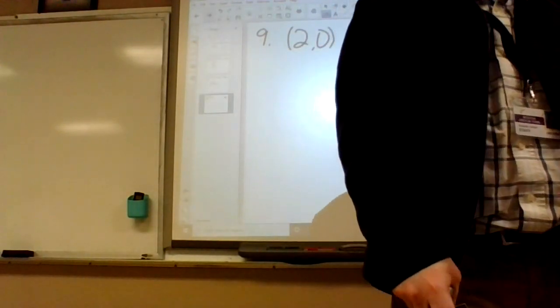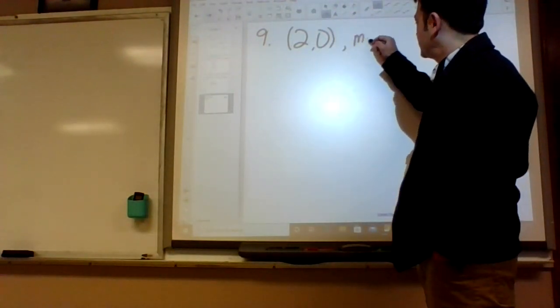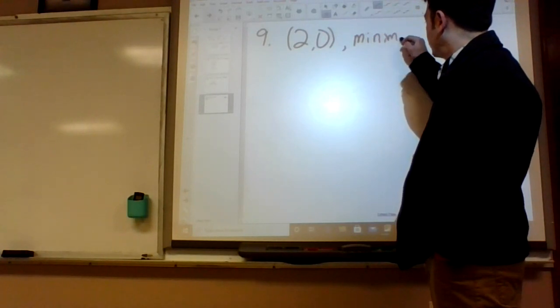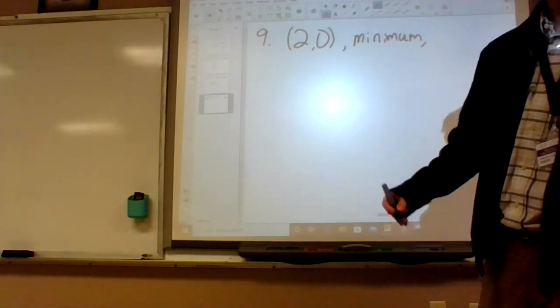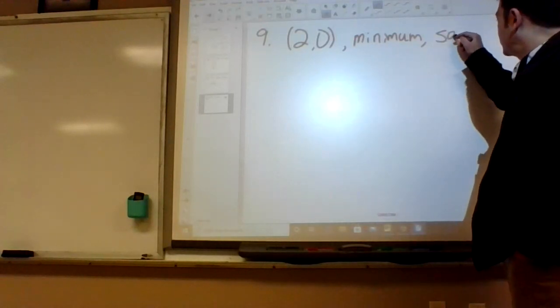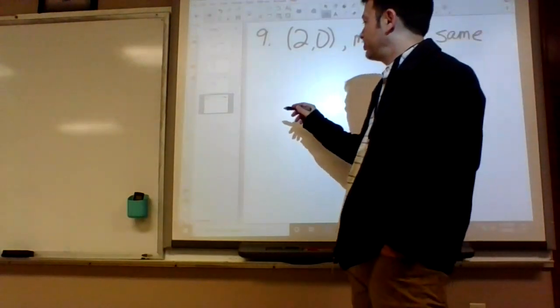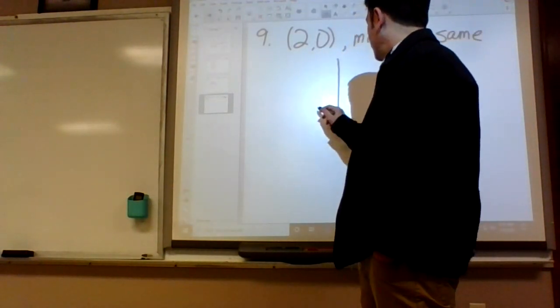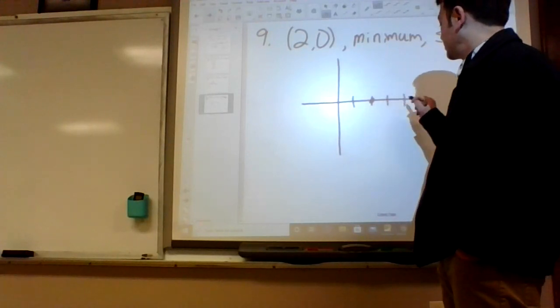Is it a max or minimum point? It's positive, so it's going up, so the vertex is at the bottom. Is it steep, flat, or same? Same. There's no number multiplied in front. It's going to go at normal pacing. The vertex is at 2, 0, so starting over here.